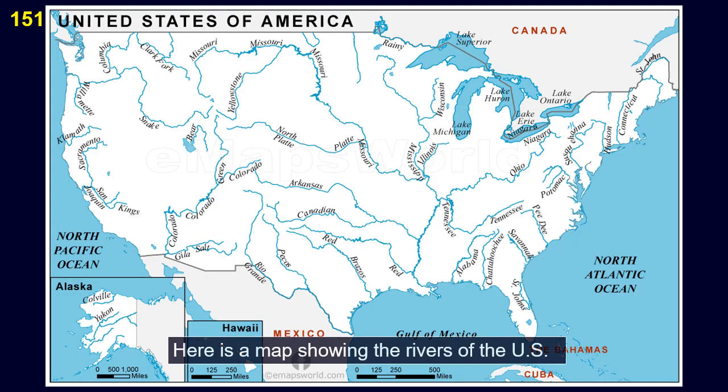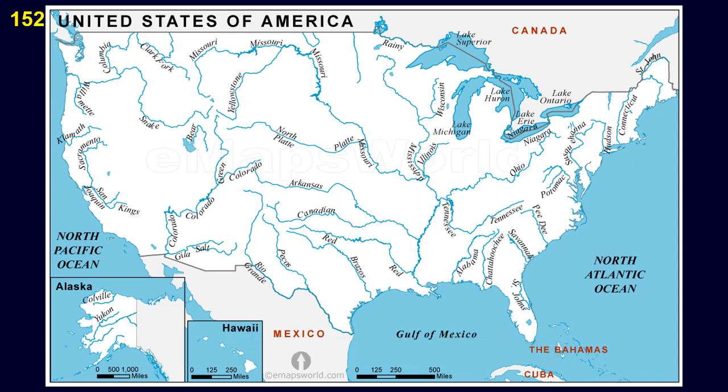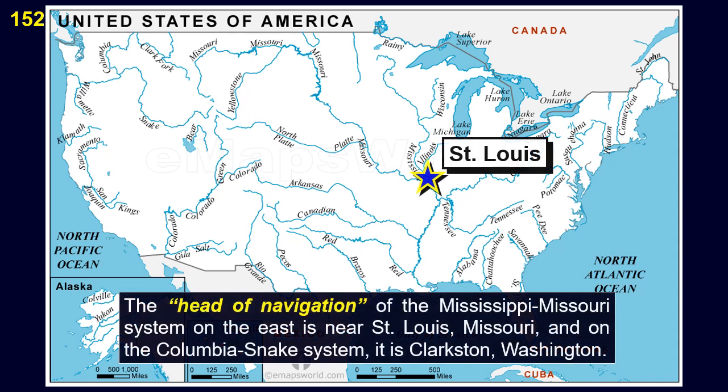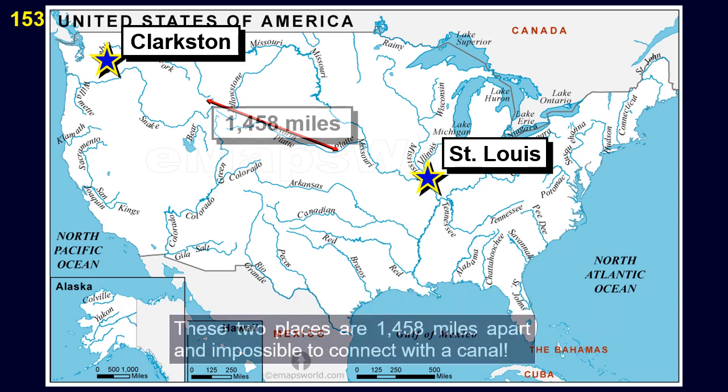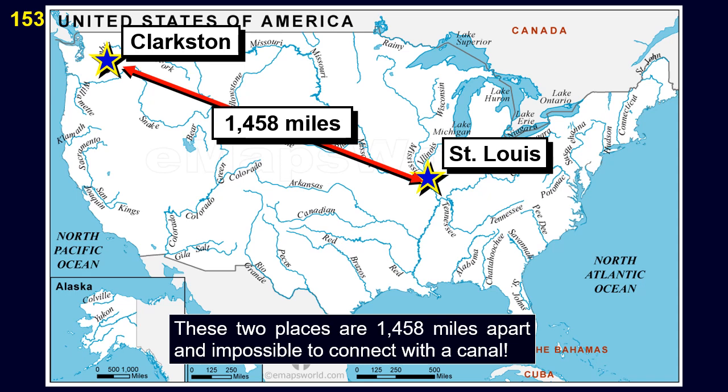Here is a map showing the rivers of the U.S. The head of navigation of the Mississippi-Missouri system on the east is near St. Louis, Missouri. And on the Columbia-Snake system, it is Clarkston, Washington. These two places are 1,458 miles apart, and impossible to connect with a canal.